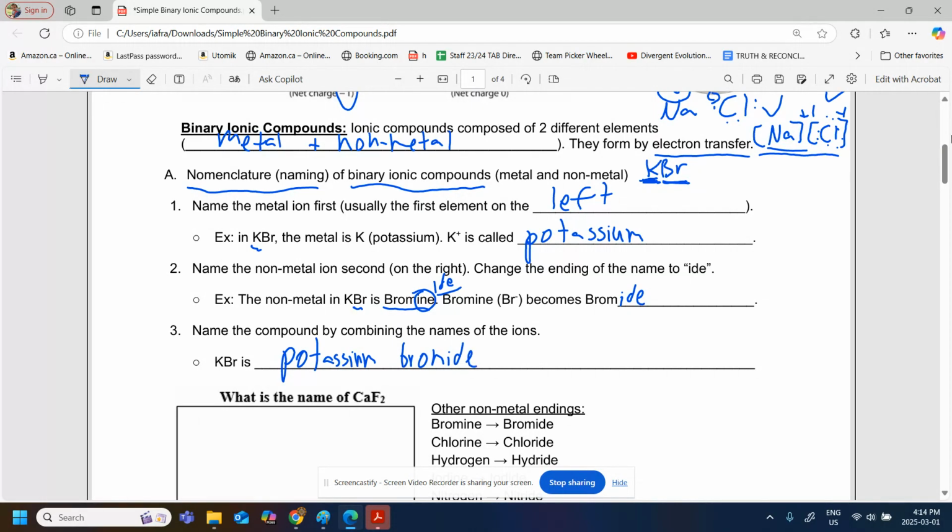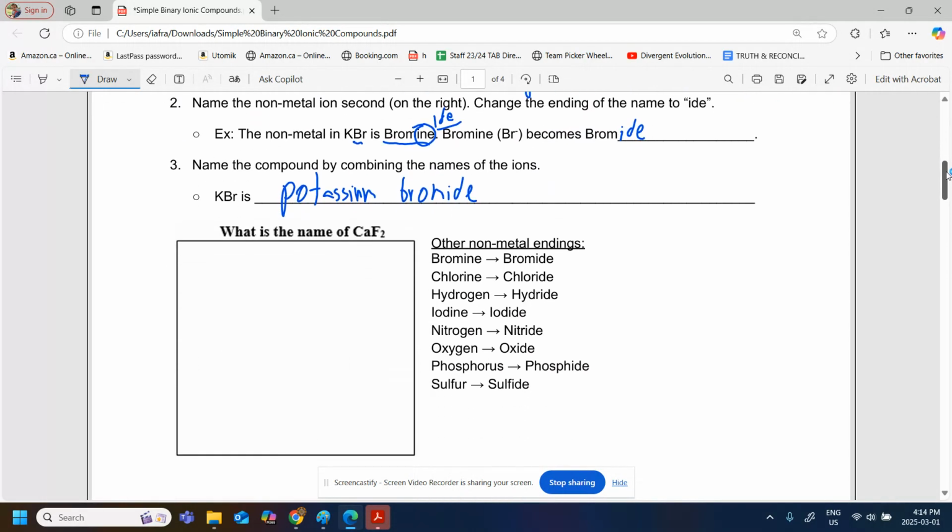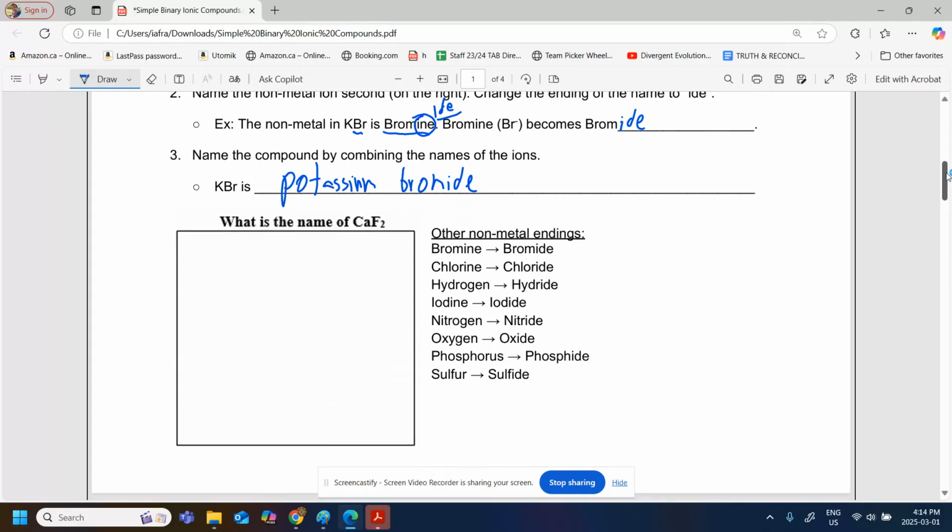Here are examples of how to change the ending of other nonmetals. So bromine, bromide, pretty easy. Chlorine, chloride, you have to memorize that. Hydrogen's a bit different. It becomes hydride. Iodine becomes iodide. Nitrogen becomes nitride. Oxygen, not oxygenide, but oxide. Phosphorus becomes phosphide. Sulfur becomes sulfide. So you do have to memorize those.